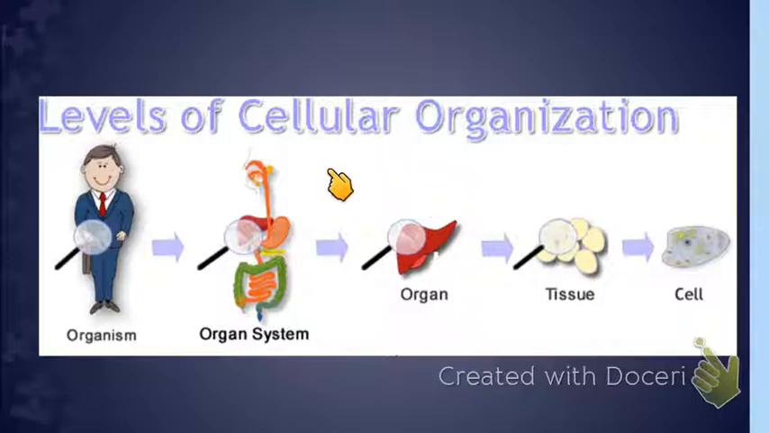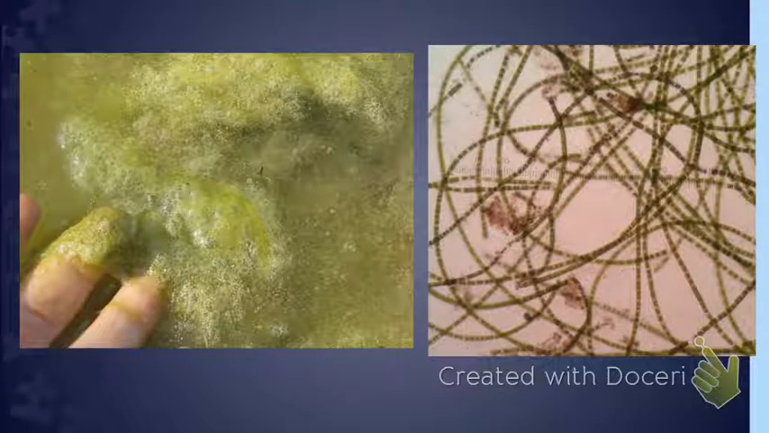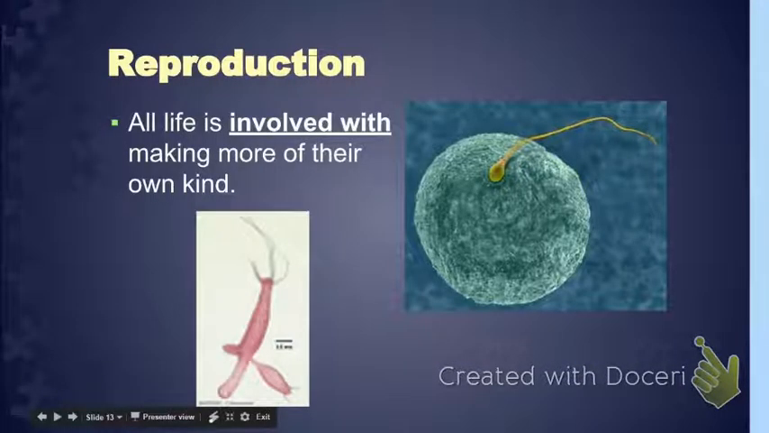This is just a cellular organization example. A cell goes to a tissue goes to an organ goes to an organ system, a group of organ systems becomes an organism. This is an example of something that has cell structure and cell organization. It might not seem like a living thing, but it's still going to metabolize, it's still going to reproduce, grow and develop, etc. Reproduction. So the next characteristic of life is reproduction.